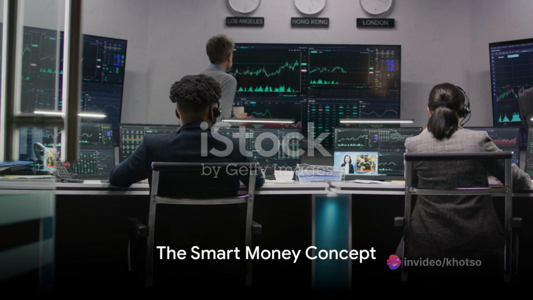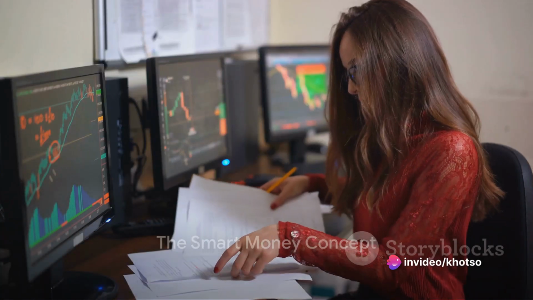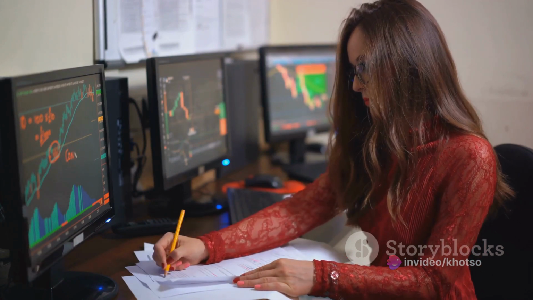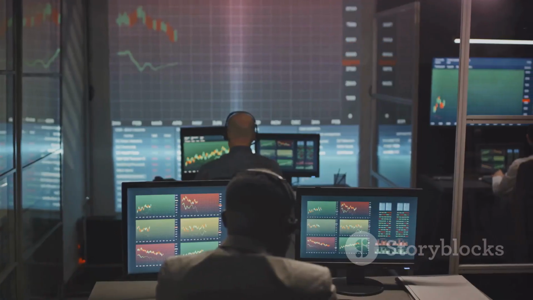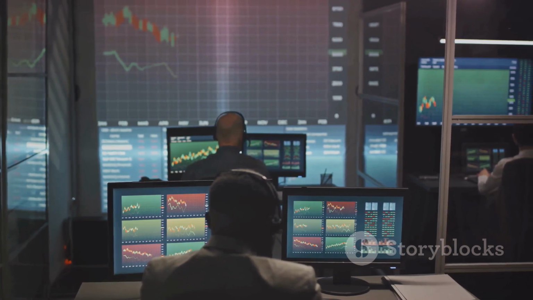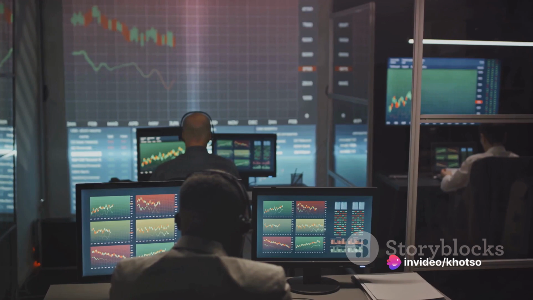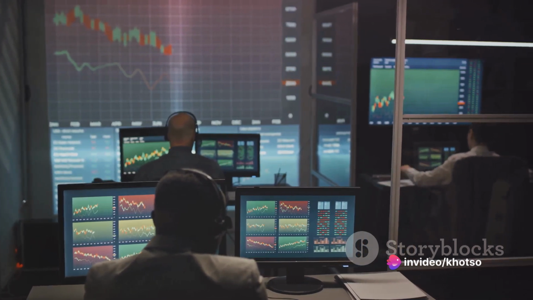Ever heard of the smart money concept in Forex trading? It's a bit like having a backstage pass to the world's biggest financial show. You see, smart money refers to the large financial institutions, hedge funds, and professional traders who have the resources and expertise to influence market trends. They're the puppet masters pulling the strings behind the scenes.